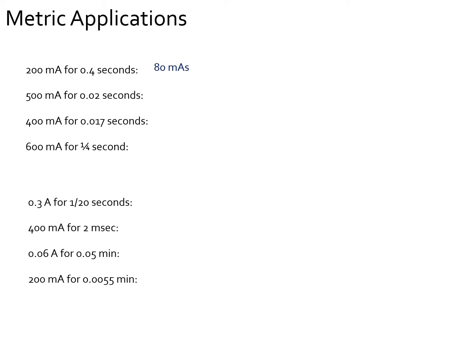All right, for the first one, 200 milliamps times 0.4 seconds is all you needed to do. So you get 80 milliamp seconds. The second one, 50 milliamps times 0.02, just multiply, 10 milliamp seconds. The third one again it's all in milliamps and seconds, so we're just multiplying, so 6.8 milliamp seconds. And the last one I have milliamps, and I do have seconds, but it's 1/4, so let's convert that to 0.25. It's hard to write with this. 0.25.